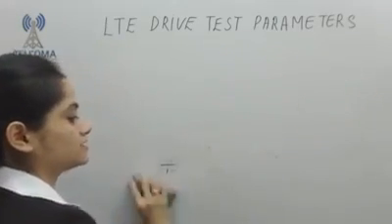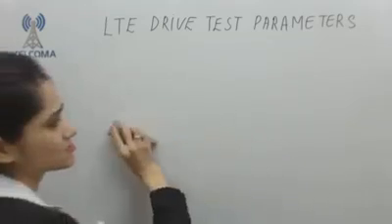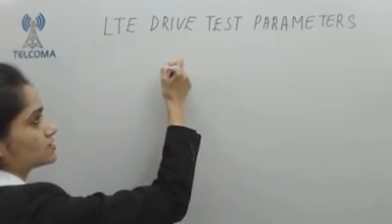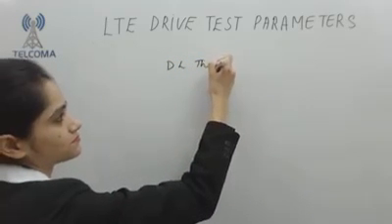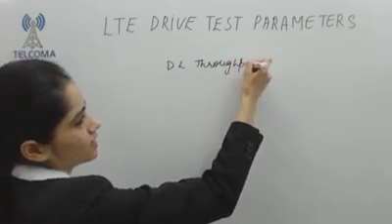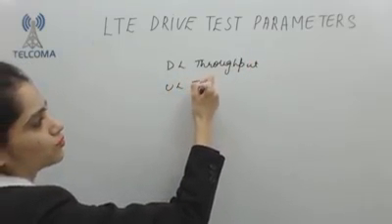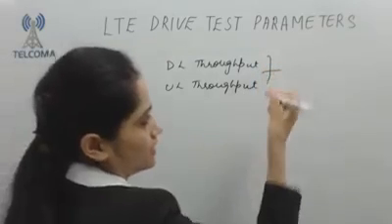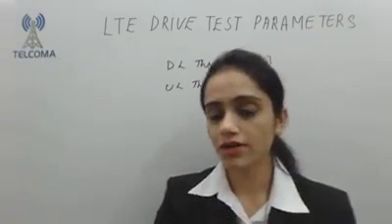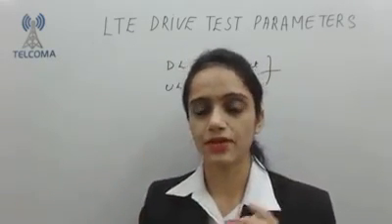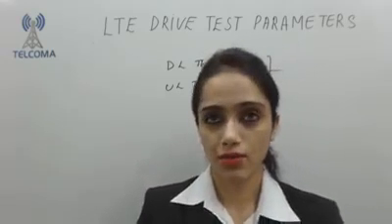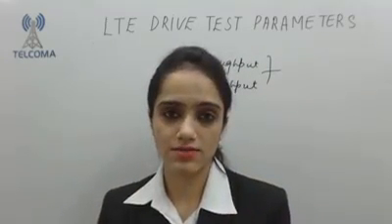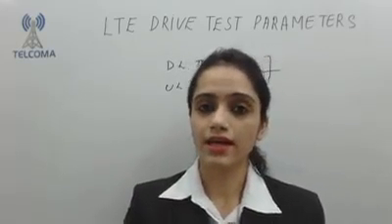Now the next parameters do not have any specific values, but we require to monitor what the downlink throughput and the uplink throughput are in a particular area. That means we require to connect to the internet, upload some files, and calculate the uplink and downlink speed that I am receiving in an area.